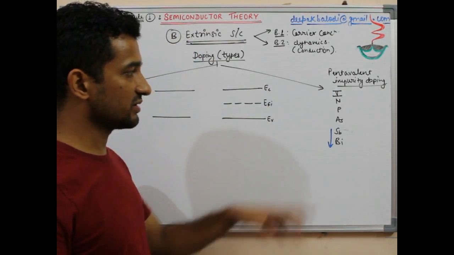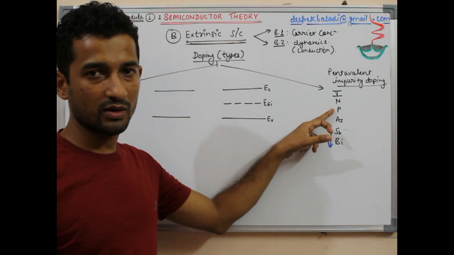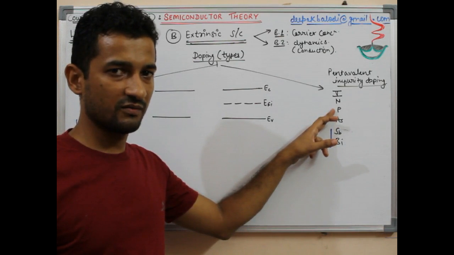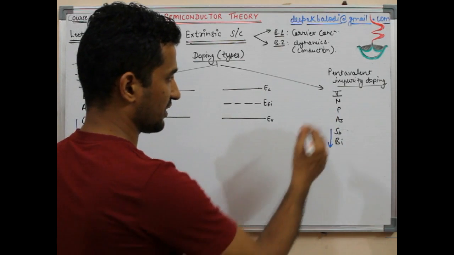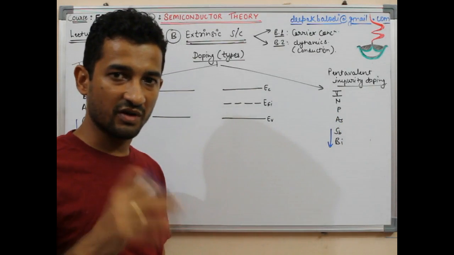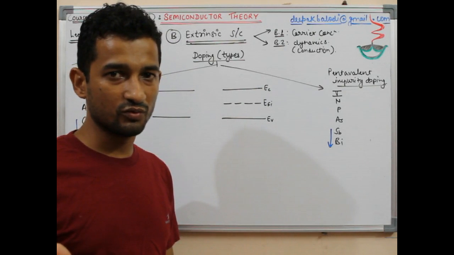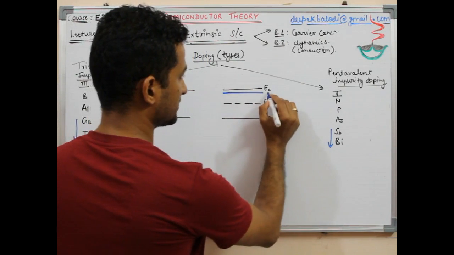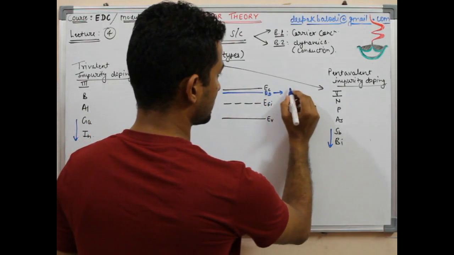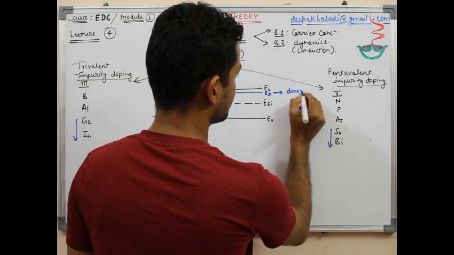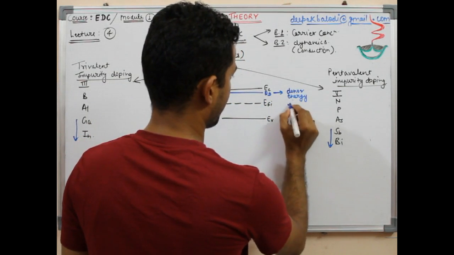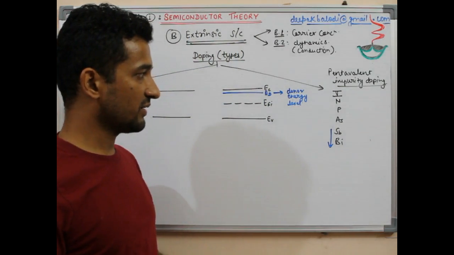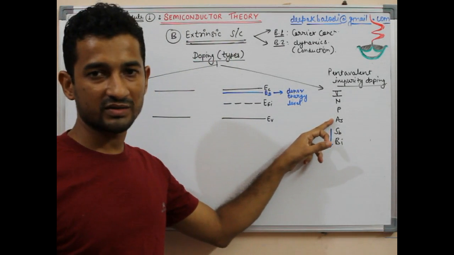So as soon as we insert one phosphorus atom, it provides one loosely coupled electron. That electron is very much ready to come out of the boundation of that parental phosphorus atom. So the energy of that momentary electron, which is ready to come out of the boundation and ready to move, ready to conduct, is shown by some level here, which is indicated as ED and called the donor energy level.